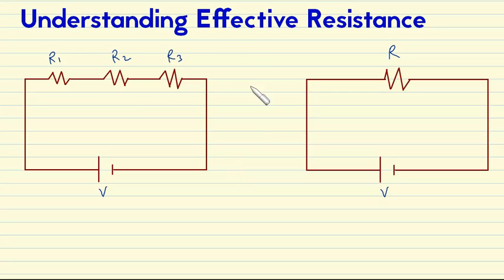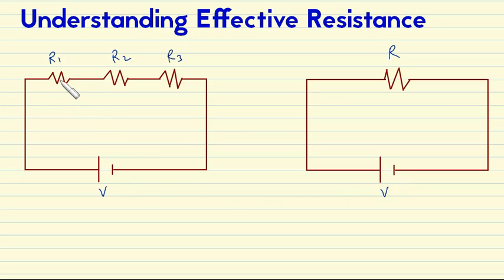So students, before we start our calculation of effective resistance, we first need to understand what effective resistance is. We have already seen this example: three resistors R1, R2, R3 are connected to a battery. Here we have another circuit, in which we have only one resistor, also connected to a battery.